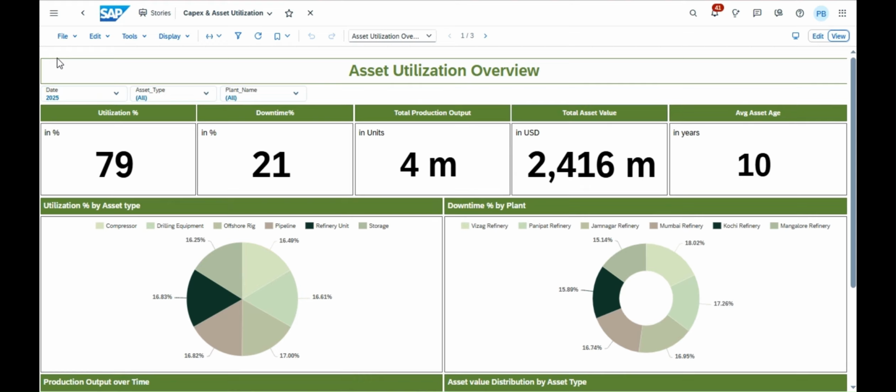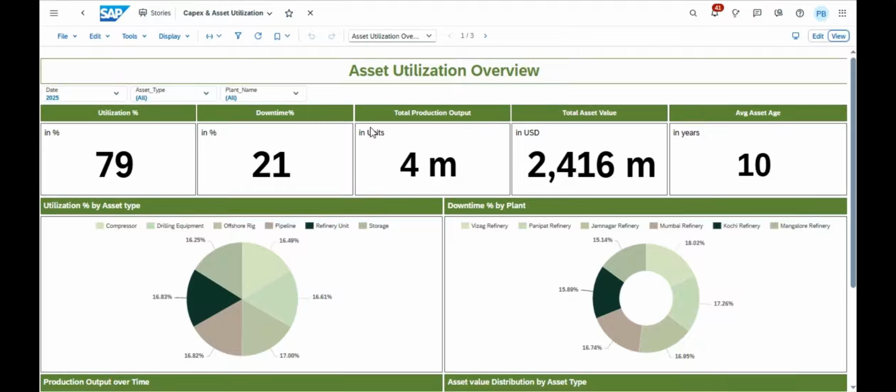We begin with a high-level overview of the most critical asset performance KPIs. The utilization percentage currently stands at 79%, providing visibility into how efficiently organizational assets are being utilized across operations. Next, the downtime percentage is recorded at 21%, helping businesses monitor operational interruptions and identify opportunities to improve equipment reliability.